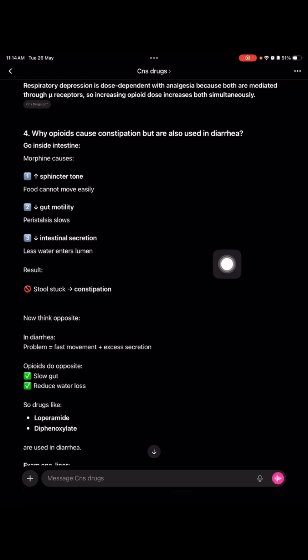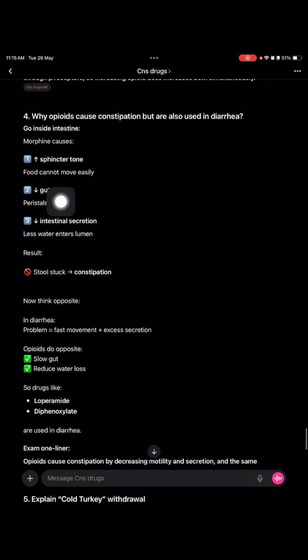Why do opioids cause constipation but are also used in diarrhea? So let's go inside the intestine. Morphine will cause increased sphincter tone. Food cannot move easily. When the sphincter tone is increased, the motility will be reduced. Peristalsis will slow down, and there will be decreased intestinal secretion, so less water enters the lumen. As a result, there will be constipation. The stool will be hardened.